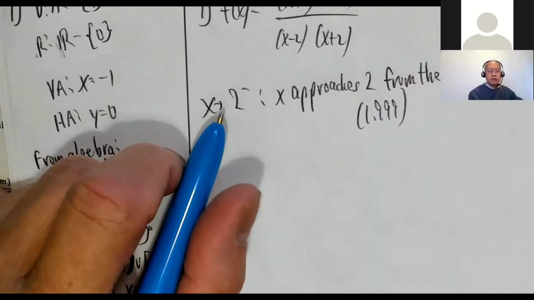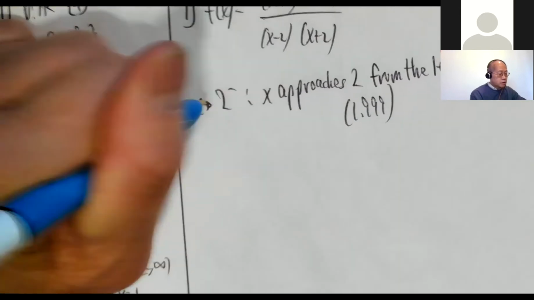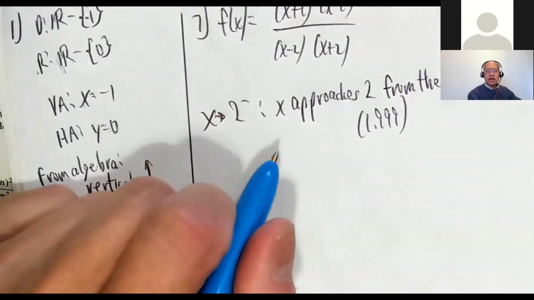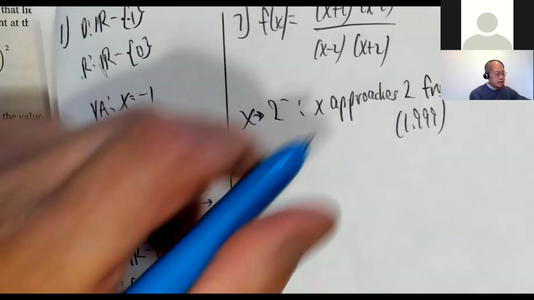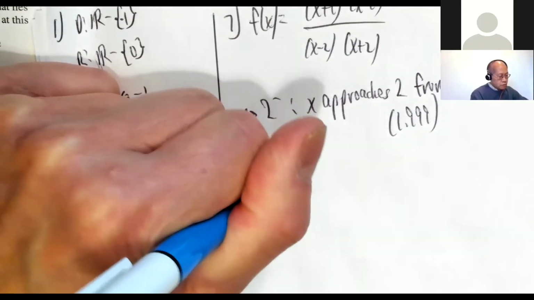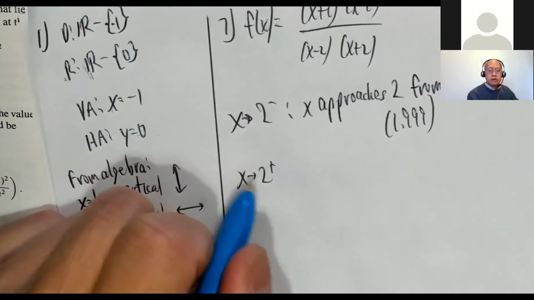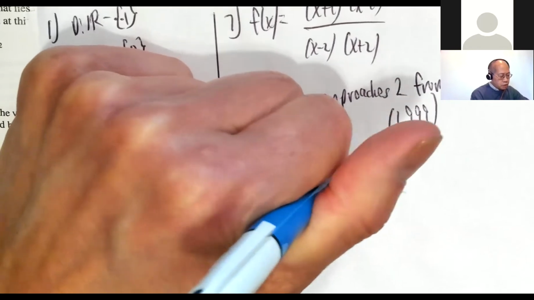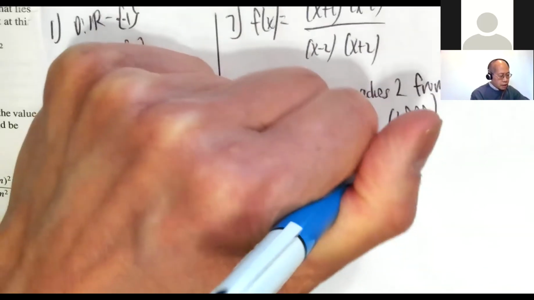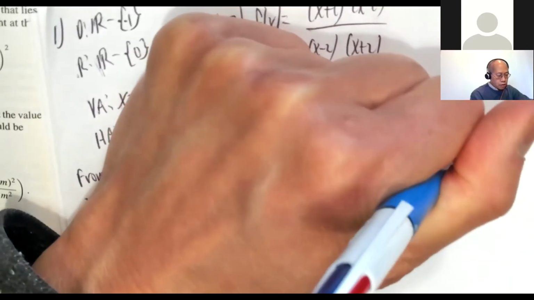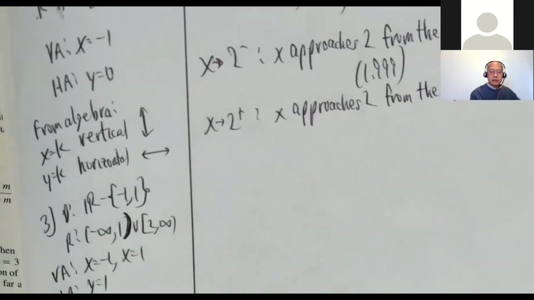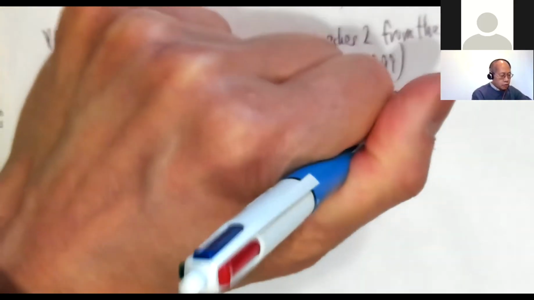So x arrow 2 with a negative superscript, almost like an exponent. We say x approaches 2 from the left, that means you plug in a number like 1.999. X arrow 2 with a plus, the language is x approaches 2 from the right. You're a little bit higher than 2. That's a number like 2.001.